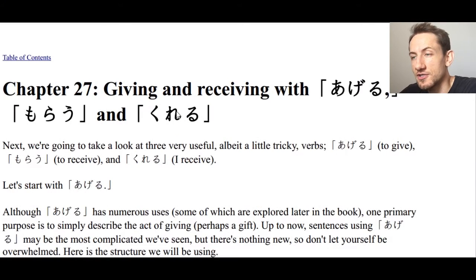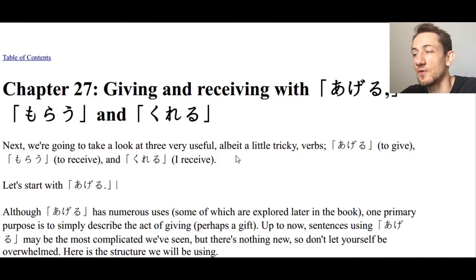So without further ado, 始まりましょうか。よろしくお願いします。Alright everyone, here we are, chapter 27, giving and receiving with ageru, morau, and kureru. Like I mentioned before, these verbs are extremely important when we're speaking Japanese, but they can be a little difficult to understand. So we're going to go through each one and break them down and then put them all together at the end, and hopefully you'll have a better understanding of how they work.